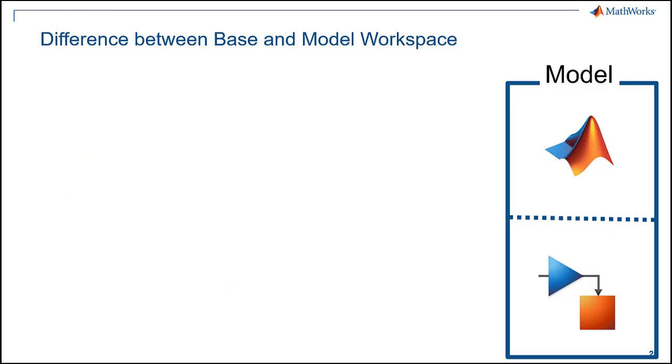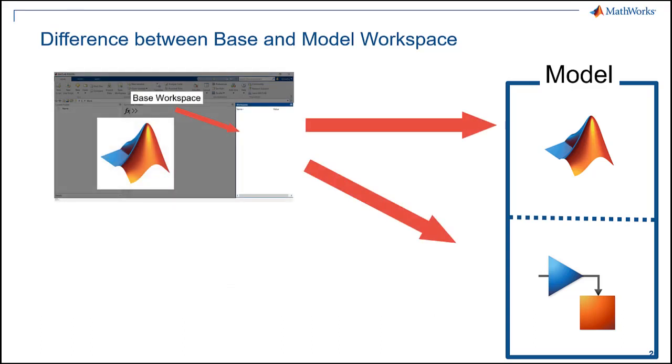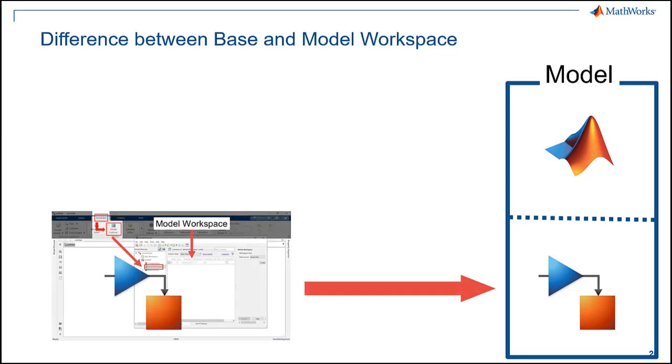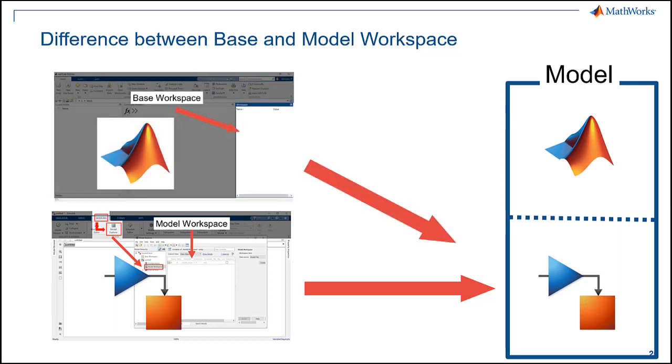The difference between base and model workspace is this. Base workspace is a storage space accessible by every model, and model workspace is a storage space only accessible by that model. And if we have the same variable in base and model workspace, the one in the model workspace is used.